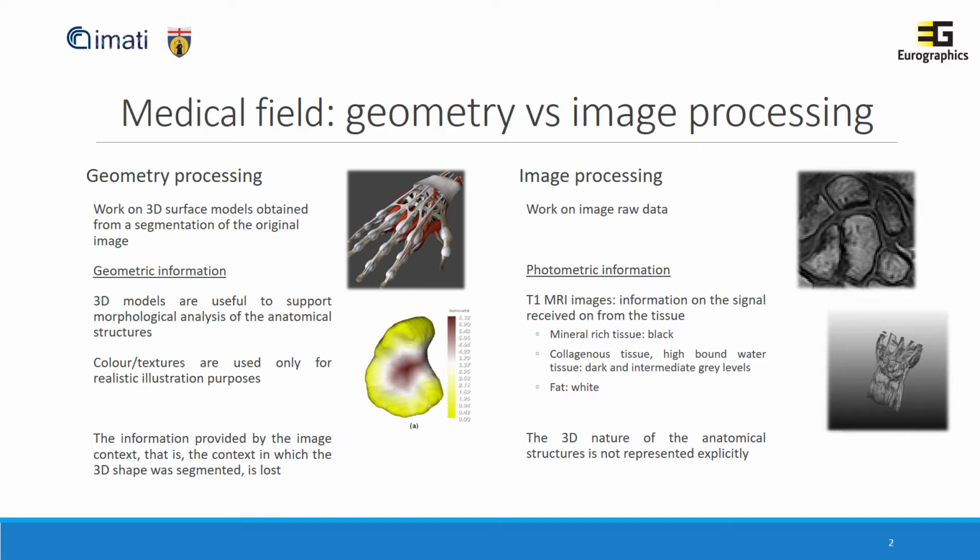Mineral-rich tissue will result as black pixel. Collagenous tissue, as well as high-bound water tissue, will result in dark and intermediate gray levels, while fat tissue, like bone marrow, will result white. The 3D nature of the anatomical structure in this kind of processing is not represented explicitly as happens for the geometry processing.